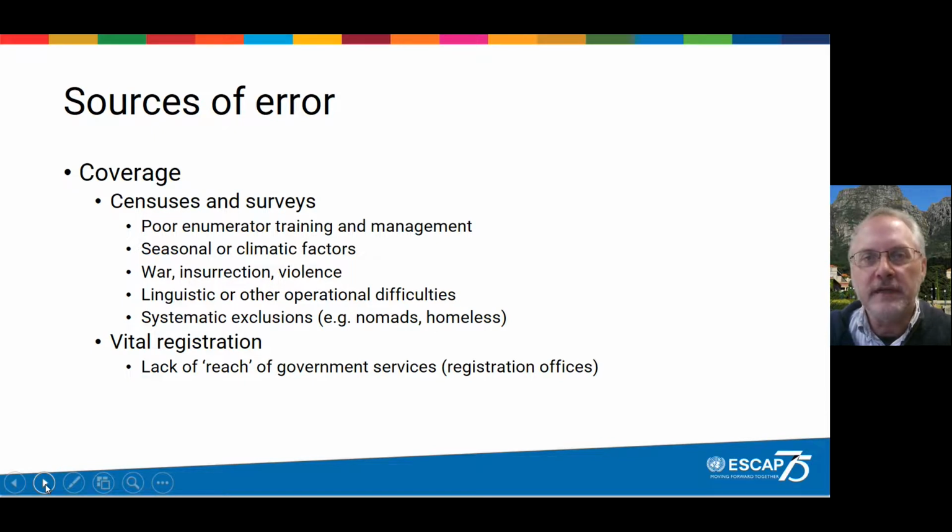In the context of vital registration data, coverage error might arise from the lack of reach of government services or registration offices, so that individuals are not able to access those services or those offices in order to register a birth, simply because they might be too far away or too remote.